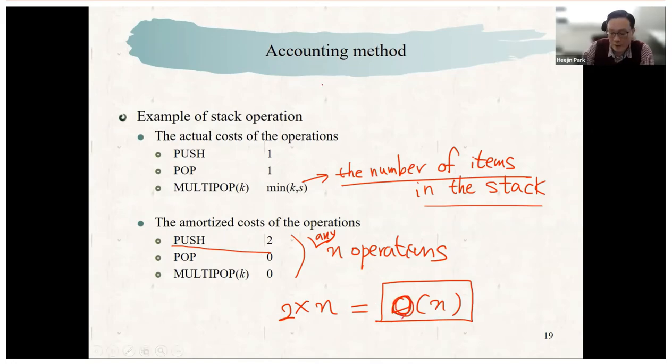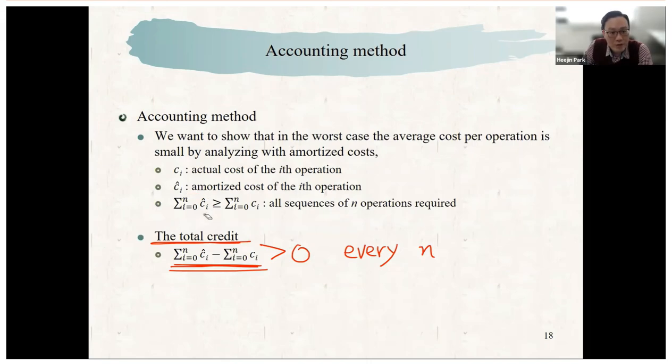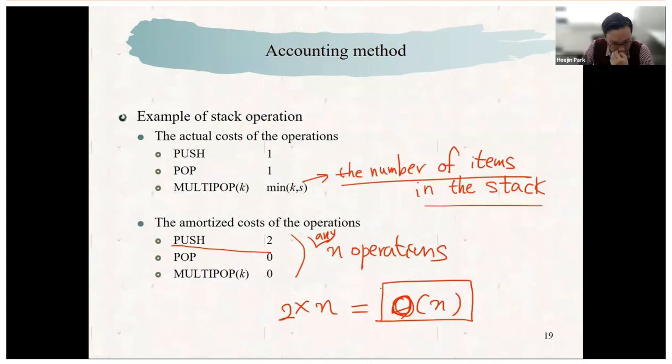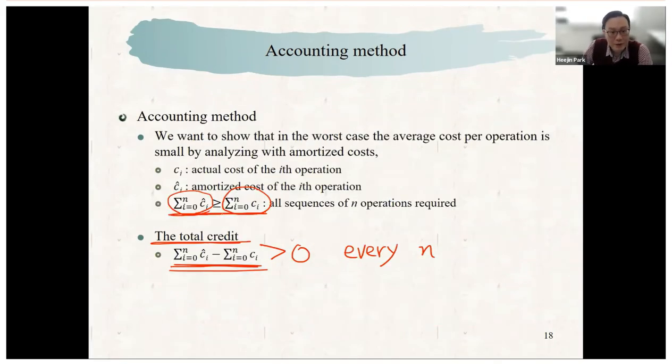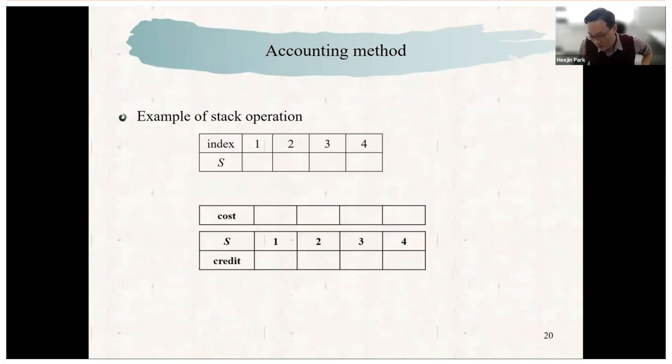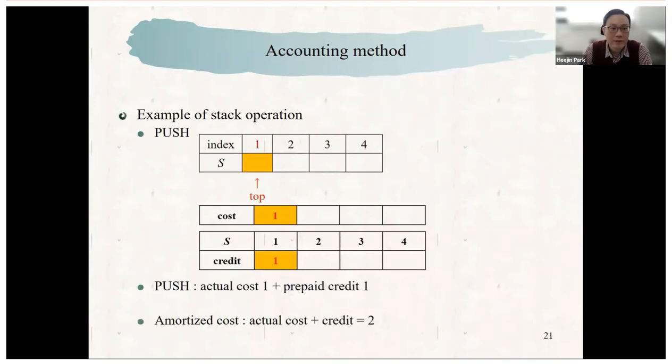So if we can show that the summation of amortized costs is bigger than the summation of actual costs, then the cost of n actual operations is also big O of n. So to show that the summation of the amortized cost is bigger than the summation of actual cost is to show that this difference is 0 or more always, which is called the credit. Okay, so to explain this, I will show an example.